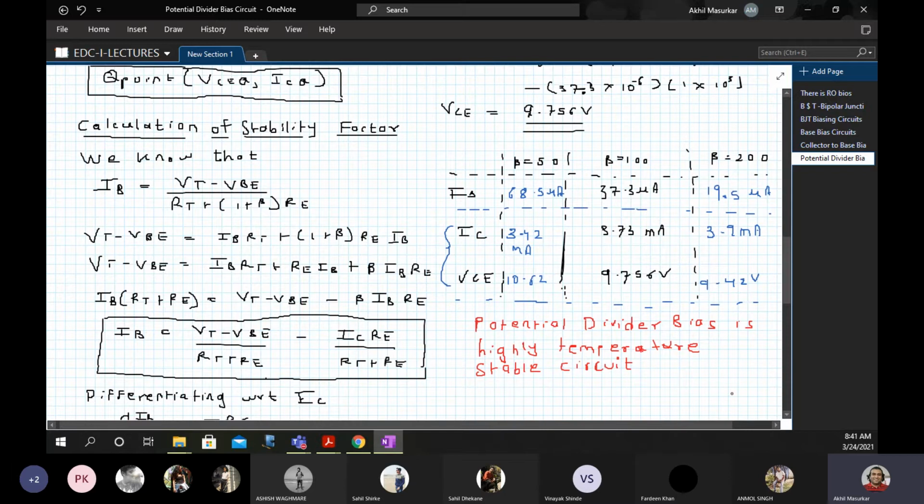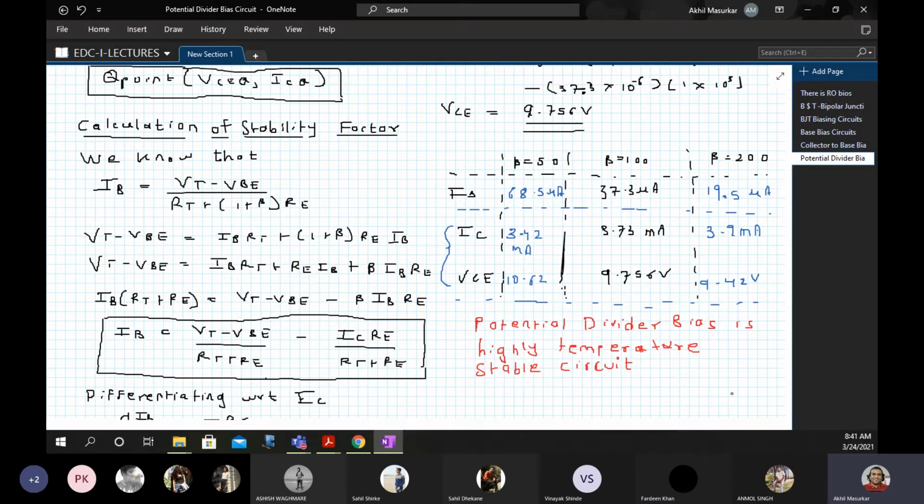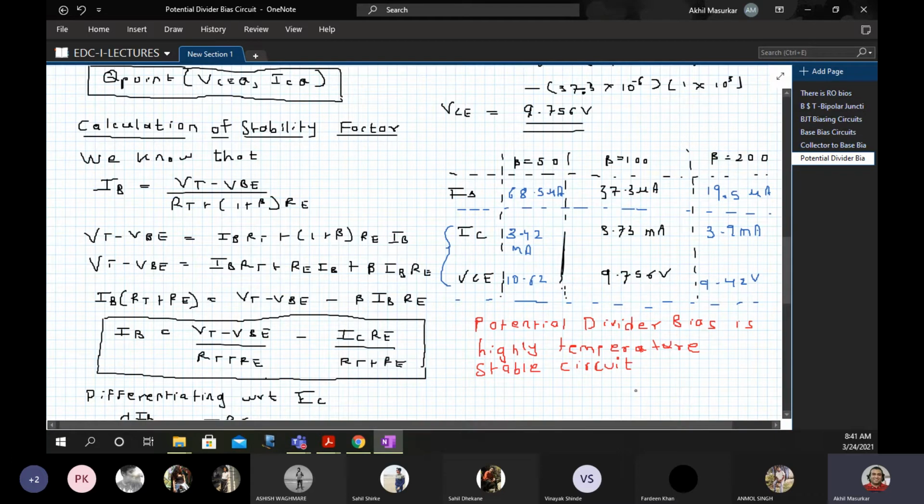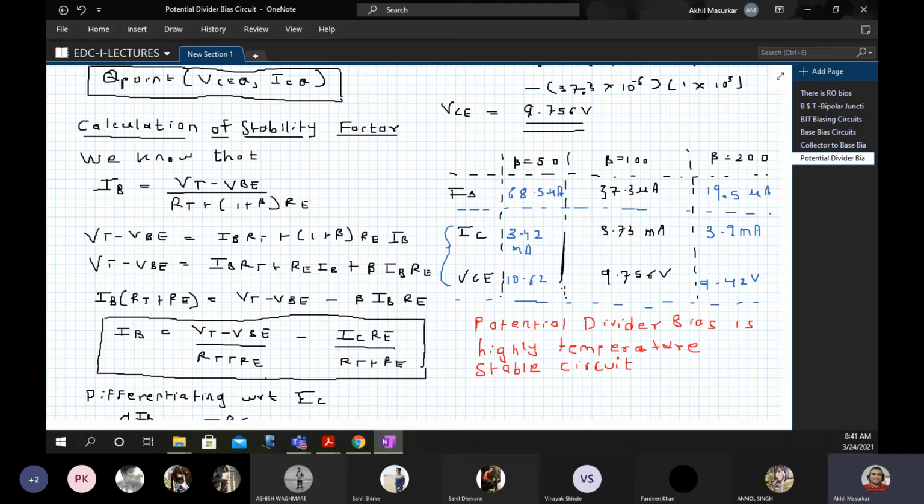So we studied three circuits, that is base bias, collector to base bias, and potential divider bias. Through all these three circuits, we saw that the least variation in the Q point is in the potential divider bias, and hence in all our further calculations we will be using potential divider bias circuit only, simply because from the calculations our conclusion is that it is the most stable circuit. So in our further analysis we will always be using potential divider bias.